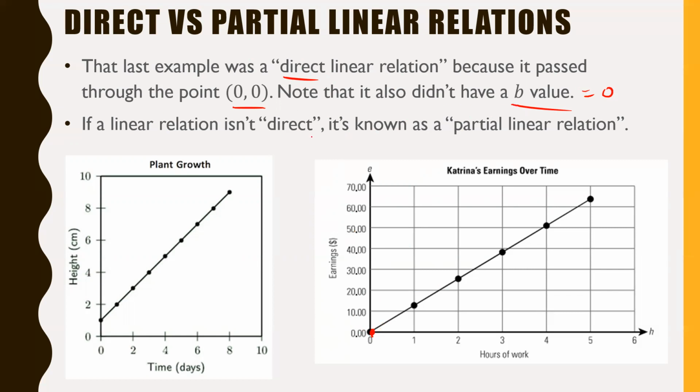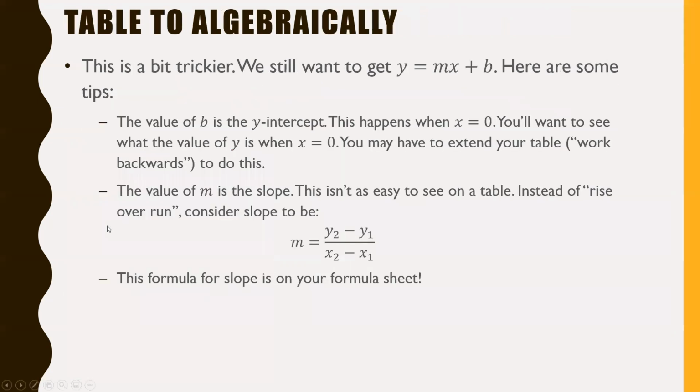If a linear relation isn't direct, we call it a partial linear relation. This isn't really a big deal because they're still linear relations regardless of whether they're direct or partial. But this is just a distinction that we put into Math 30-3 for who knows what reason. It's just something you've got to know, right? So the plant growth one was a partial linear relation because it didn't pass through the point 0,0. Or in other words, it had a plus b. In this case, it was a plus 1. Anyway, moving on.